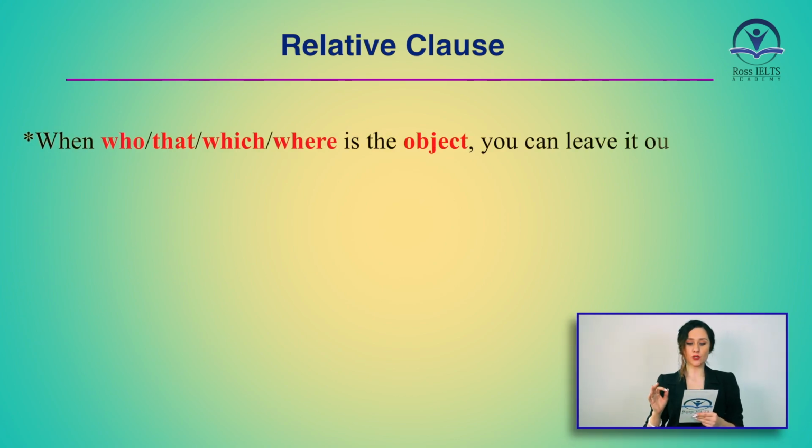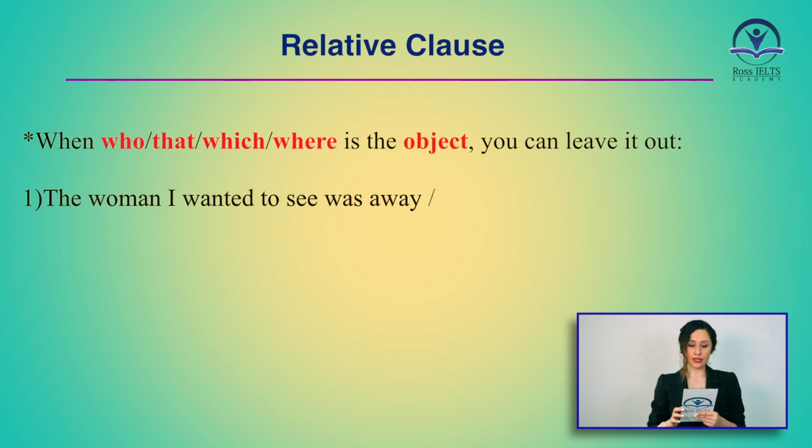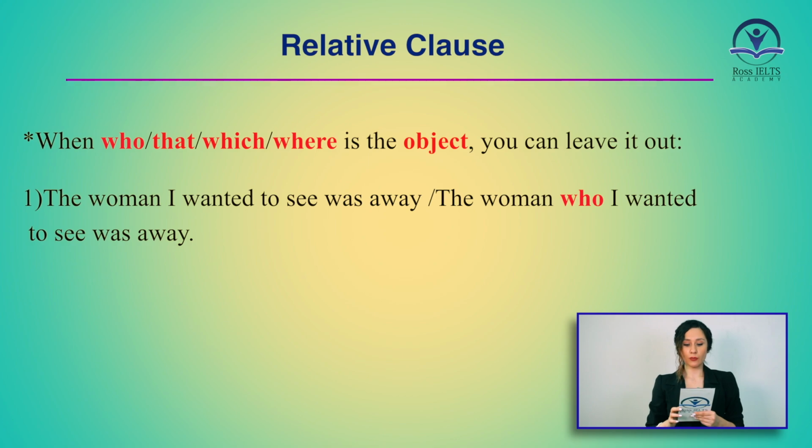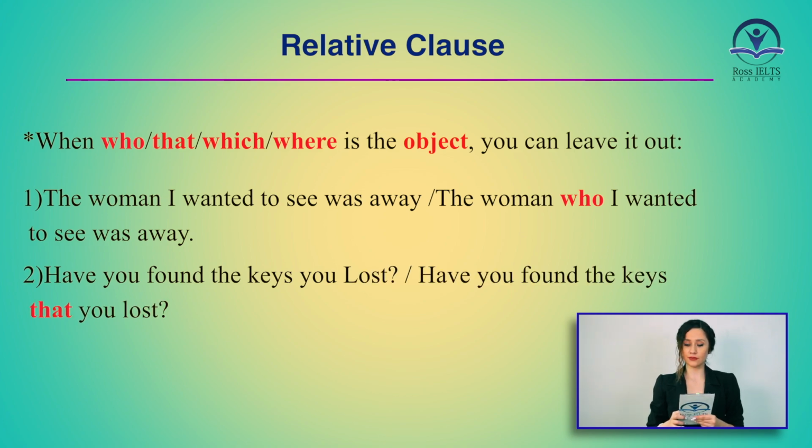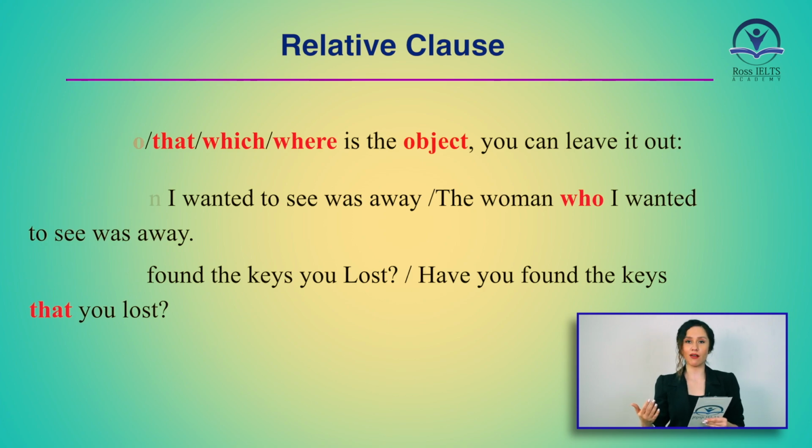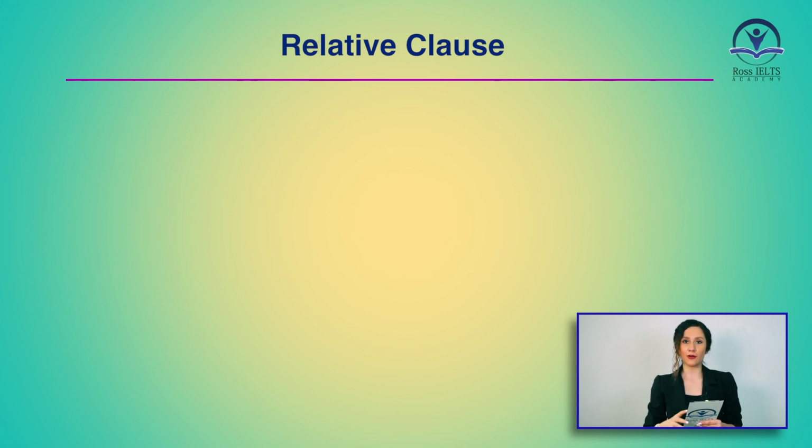When who, that, which, and where is the object of your sentence, you can leave it out this way. The woman I wanted to see was away. The woman who I wanted to see was away. So both these sentences are correct. Or, have you found the keys you lost? Instead, you can say, have you found the keys that you lost? So, both these sentences are correct. You can have the relative pronoun who, that, or where, or which based on what you're talking about, or you can just leave it out.